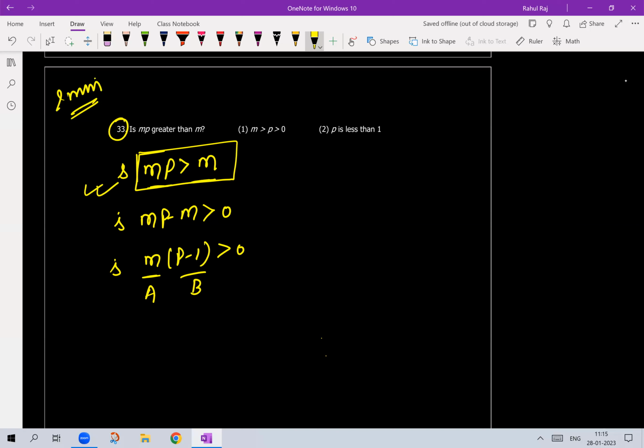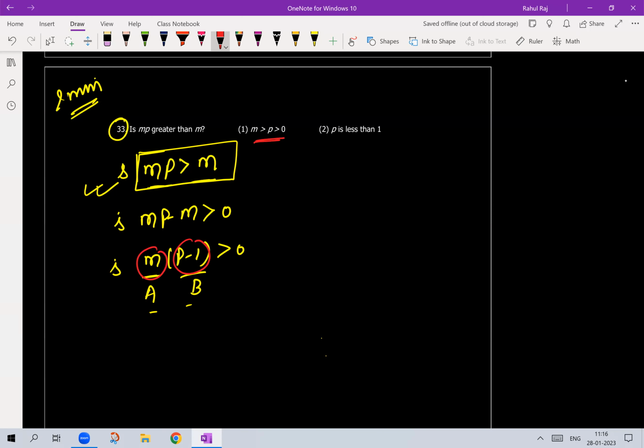But I would say, with my experience, that if there is the same variable on both sides of an inequality or equality sign, whatever it is, bring it to one side to have complete authority on the question. Now my question is simple. Is A into B greater than 0? It means: is the sign of A and B the same? Is the sign of M and P minus 1 the same? Now I'm completely thinking about whether M and P minus 1 are of the same sign. Yes or no?